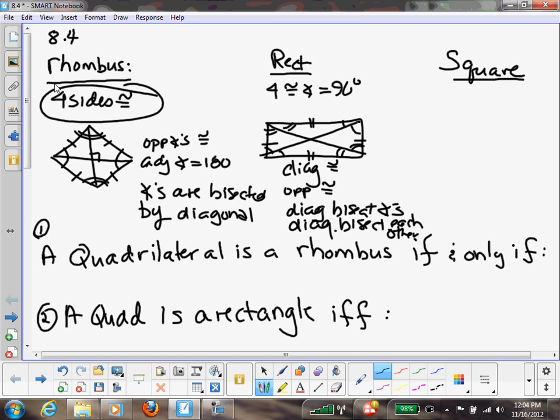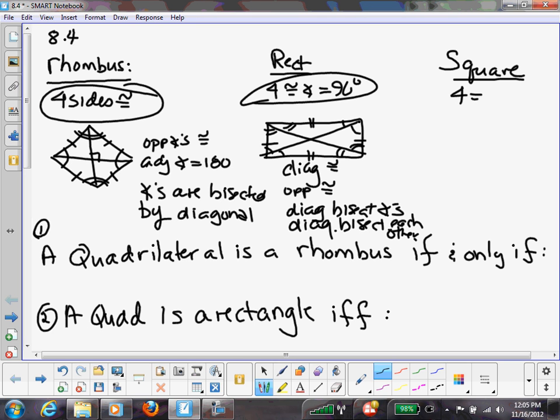Okay, but again, if the only thing we say is that we have four congruent angles that are 90 degrees, then we can define it only to be a rectangle. That's the only thing we can define it to be. Okay, square. If we want to define it to be a square, we have to say the following, that four congruent sides and four congruent angles. If we want to say a square, that's what we have to say.